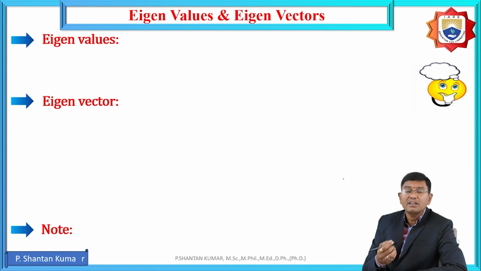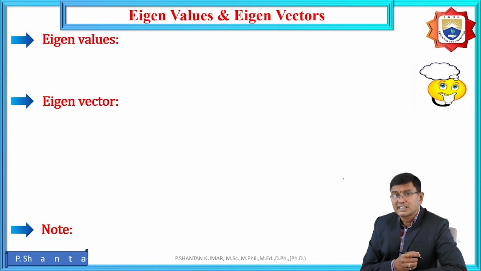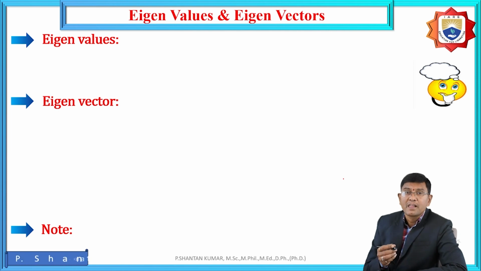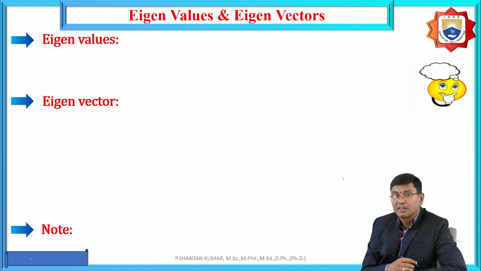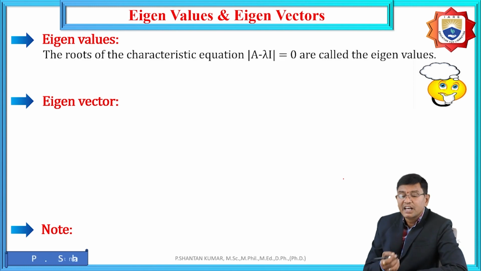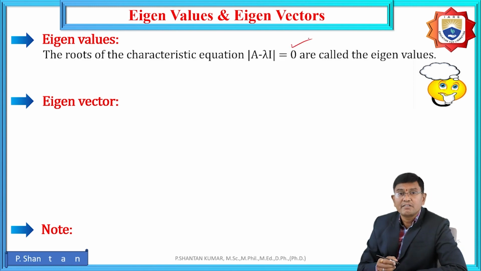Eigenvalues come from the characteristic equation from the previous slide. By getting the characteristic equation and solving it, we obtain values, and those values are called the eigenvalues. That means the roots of the characteristic equation, determinant of A minus lambda I equal to 0, are the eigenvalues of the given matrix.